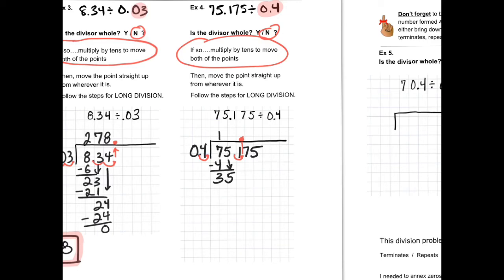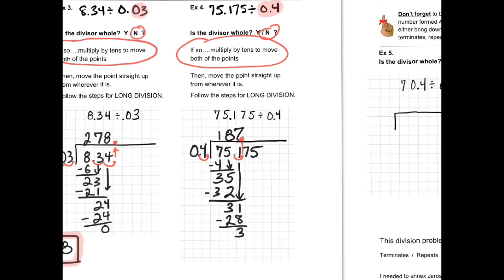And we go through the steps again. 4 goes into 35 about 8 times. Multiply 4 times 8, you get 32. Subtract 35 and 32, and you get 3. Now we bring down the next digit, which is a 1. 4 goes into 31 about 7 times. 4 times 7 is 28. Subtract, and we get 3.